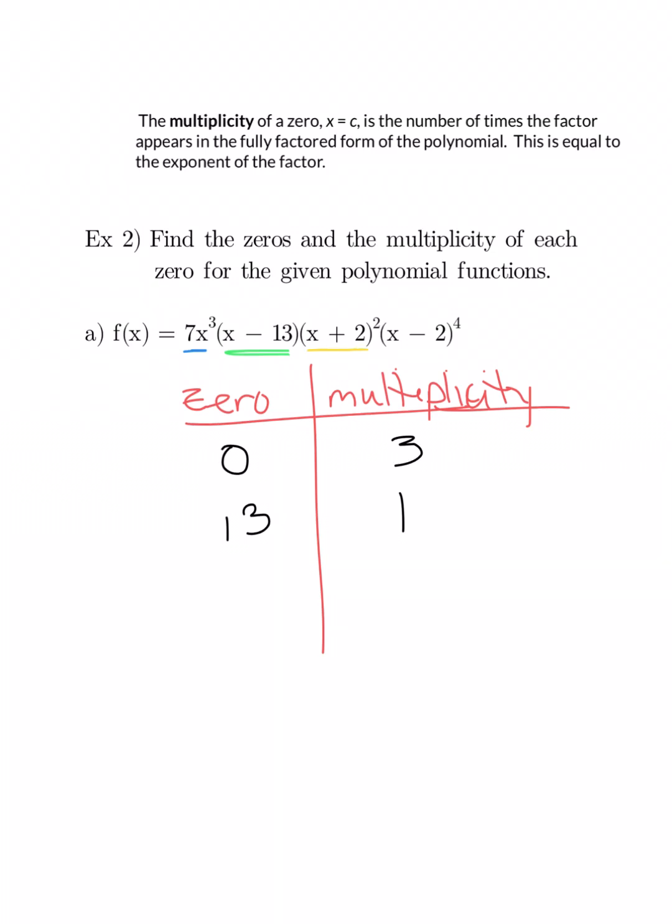Our next quantity, x plus 2 quantity squared, would give us a 0 of negative 2. What's the power on it? 2. So the multiplicity is 2. And then our last quantity of x minus 2 to the 4th gives us a 0 of positive 2, and the power on it is 4, so its multiplicity is 4.